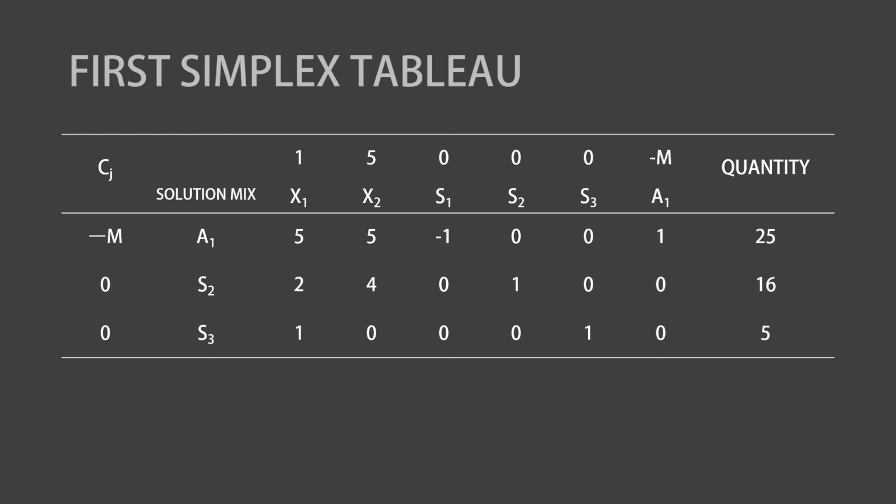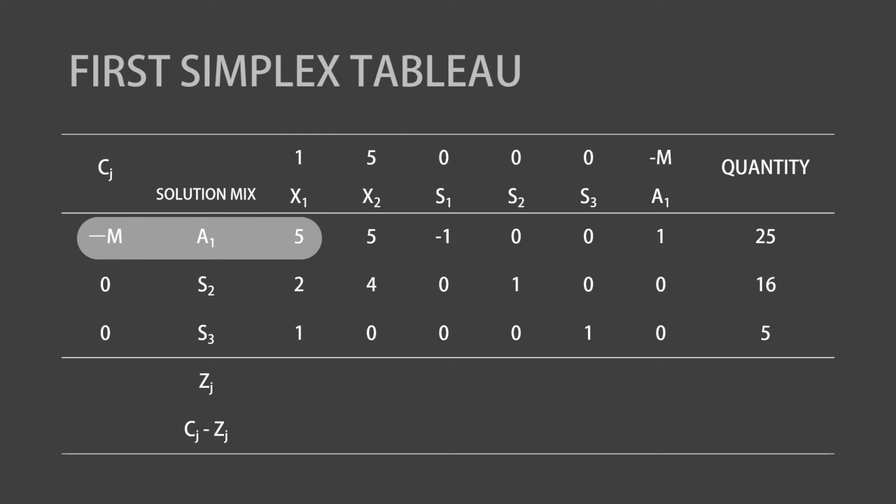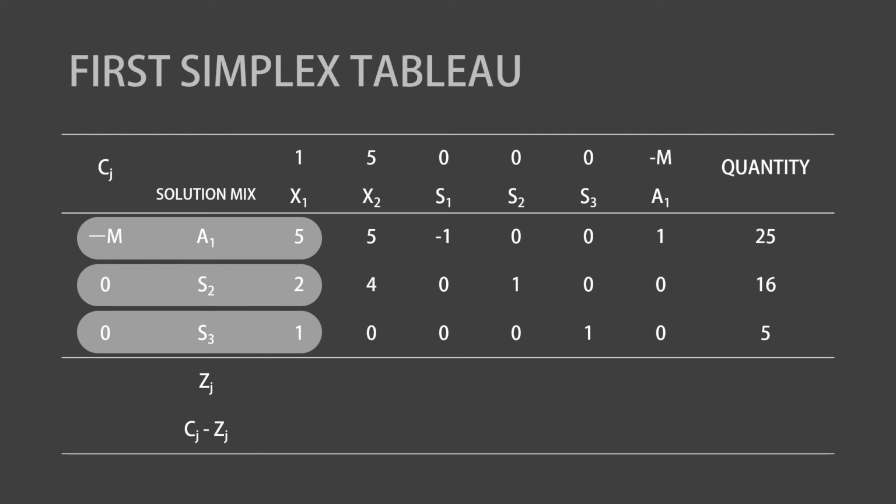To solve for the Zj value along the x1 column, multiply negative M times 5, and then add the product of 0 and 2, and then add the product of 0 and 1. To solve for Cj minus Zj along the x1 column, subtract the Zj value from Cj; the result will become 5M plus 1. Do the same for the other columns.